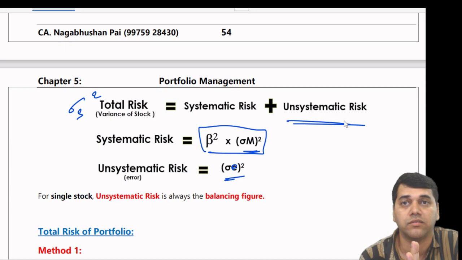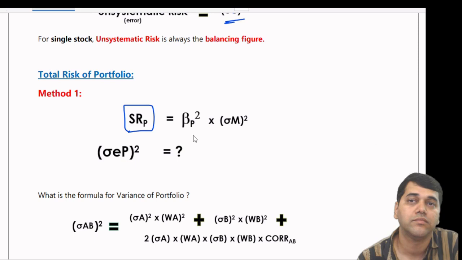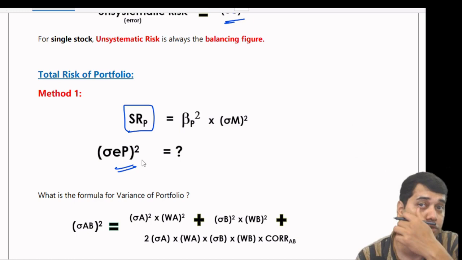Okay. Now, how do we calculate the total risk of the portfolio? Now the equation changes. There are two methods. First, you have to calculate the systematic risk of the portfolio. Easy. How? You calculate the beta of the portfolio into the market risk. But what is the unsystematic risk of the portfolio? That's where there are two methods.